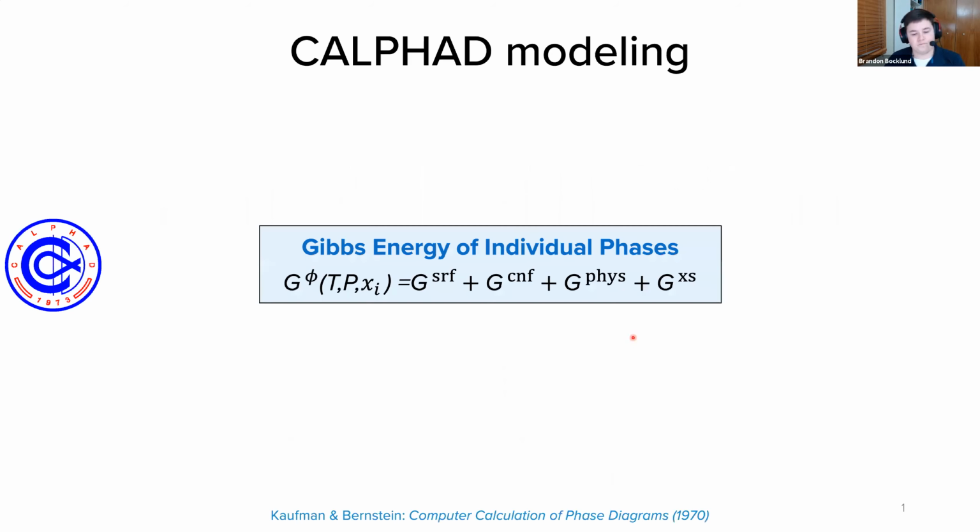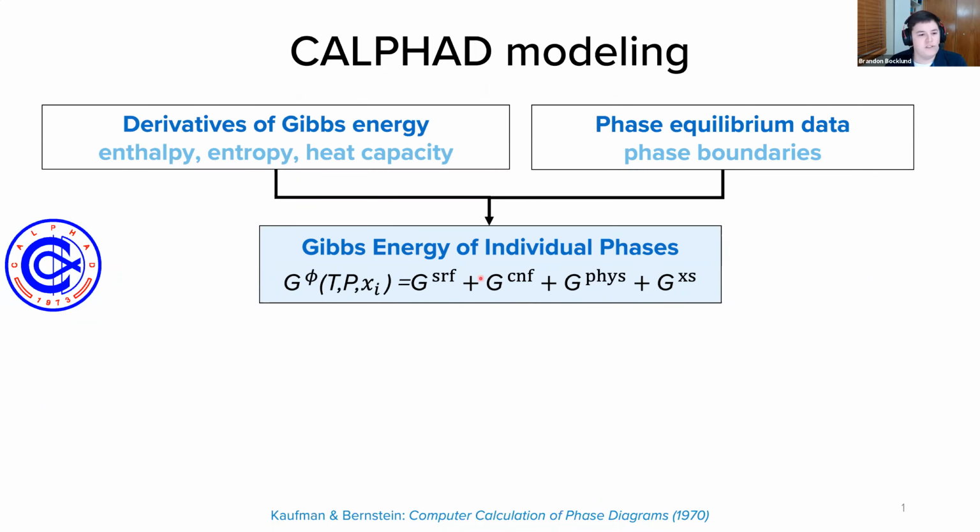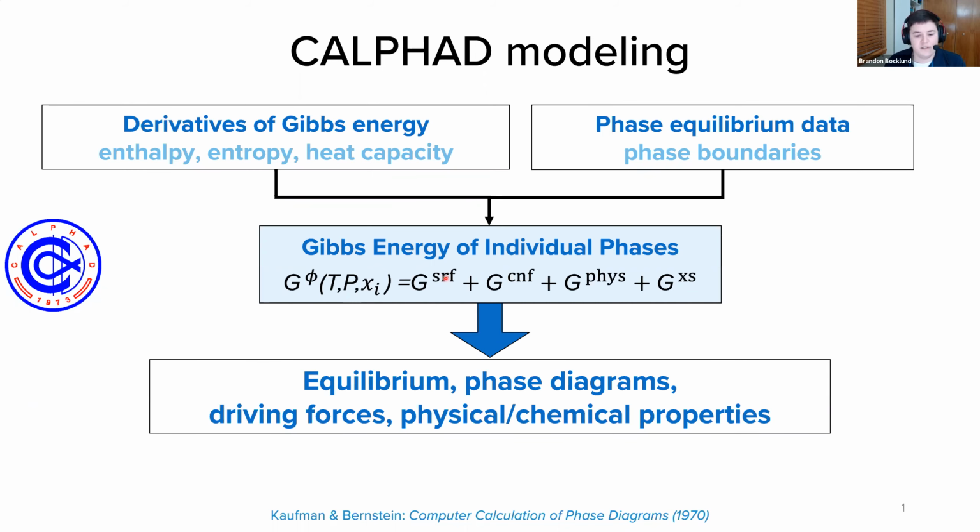As we discussed earlier, the whole idea in CalFed is that we're fitting these Gibbs energies of T, P, and composition through these different contributions. We're doing that by combining these thermodynamic data, so the Gibbs energies and their derivatives, and the phase boundary and phase equilibrium data. We use those to model these Gibbs energy functions and then use them for doing our calculations, as Richard just illustrated.